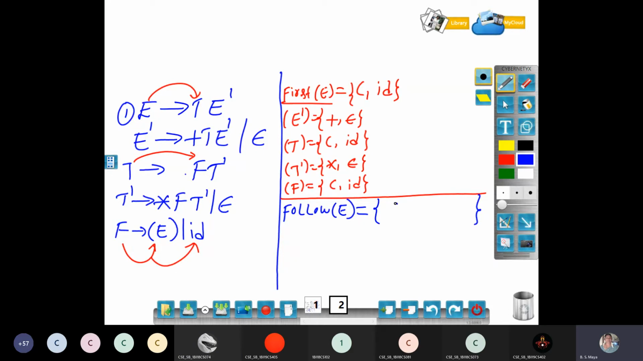What does the first rule say? First we have to add dollar. For the start production, the first rule says add dollar. As per the first rule, I am adding dollar to the E production. After that, you have to look into the right side of your productions and search for capital E.